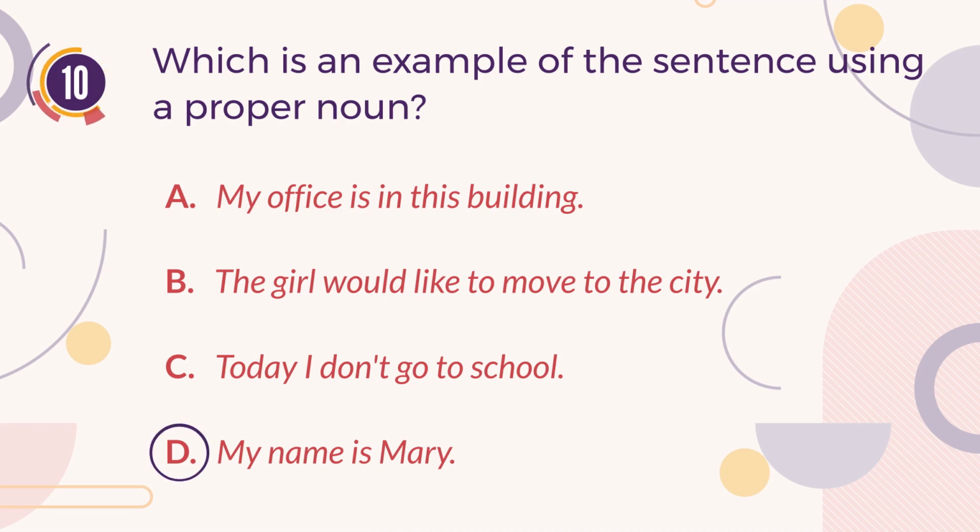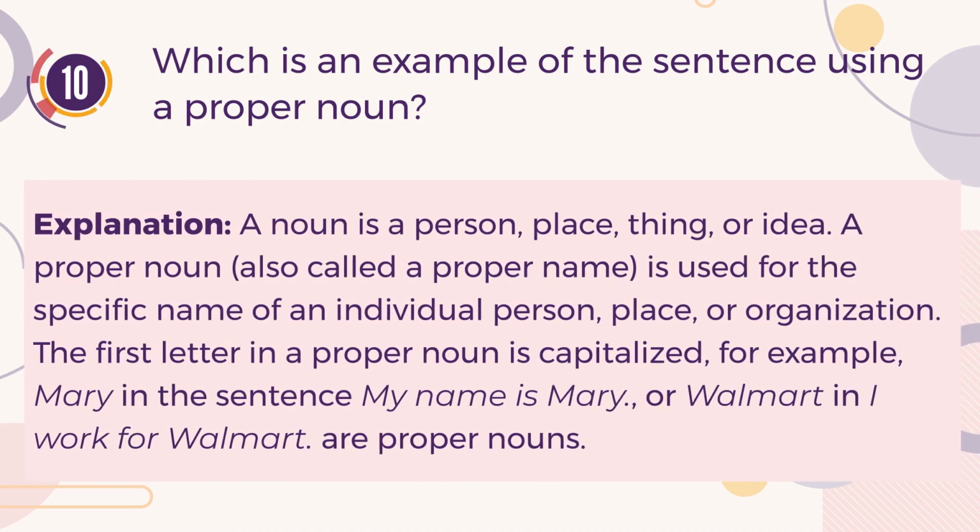The correct answer is D. My name is Mary. Explanation. A noun is a person, place, thing, or idea. A proper noun, also called a proper name, is used for the specific name of an individual person, place, or organization. The first letter in a proper noun is capitalized, for example, Mary in the sentence My name is Mary, or Walmart in I work for Walmart, are proper nouns.